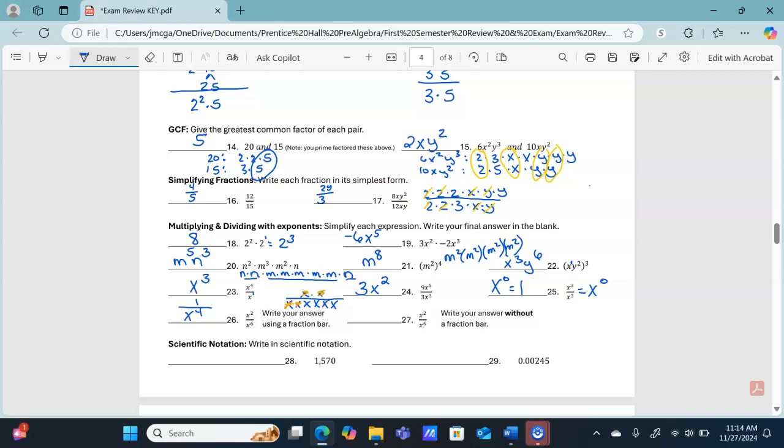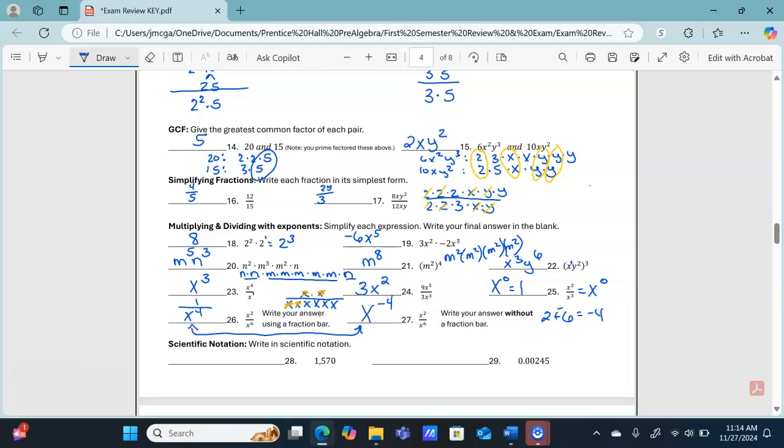Without using a fraction bar, we follow our rules and we subtract our exponents. 2 minus 6 is negative 4. So this is x to the negative 4. So these two things are actually two forms of showing the exact same thing.